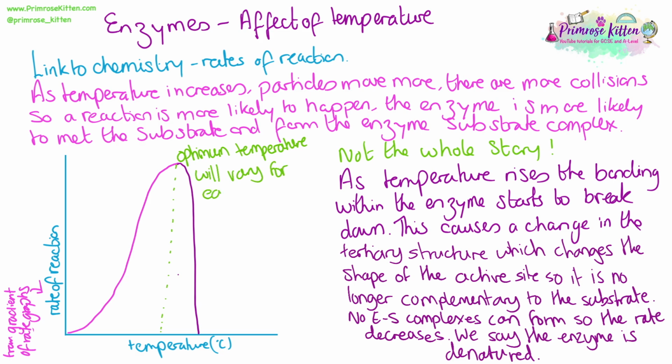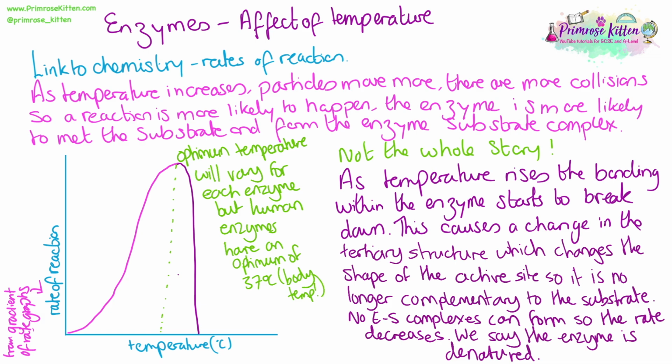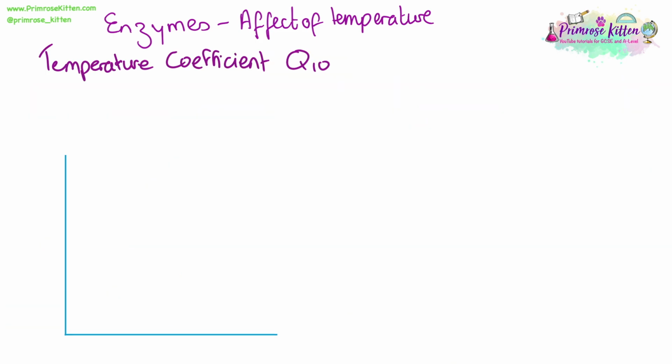The optimum temperature of an enzyme can be found at the peak of graphs that look like this, with temperature on the x-axis. Different enzymes will have different optimum temperatures. Human enzymes that work inside the body will have an optimum temperature of 37 degrees C, because that is body temperature. We need to know about the temperature coefficient, often referred to as Q10.